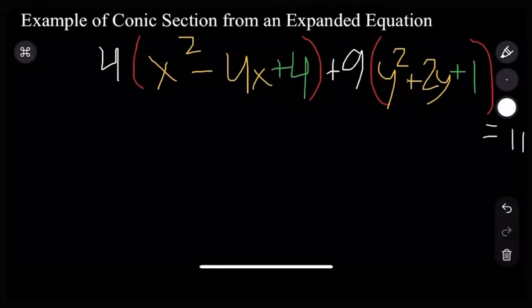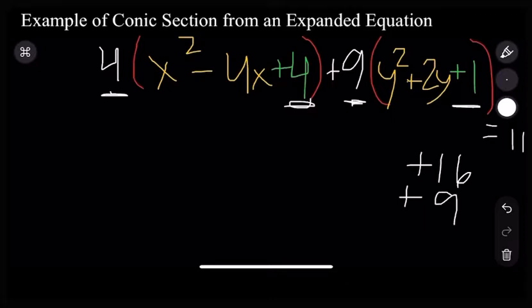Now whatever we do to one side of the equation, we have to do to the other side. And since we added 4 and added 1 here, we have to add 4 and 1 to the right side of the equation. However, we're not only adding 4 and 1. We're adding 16 and 9 to the other side of the equation because we have to multiply from the outside of the parentheses. Now we can simplify this.